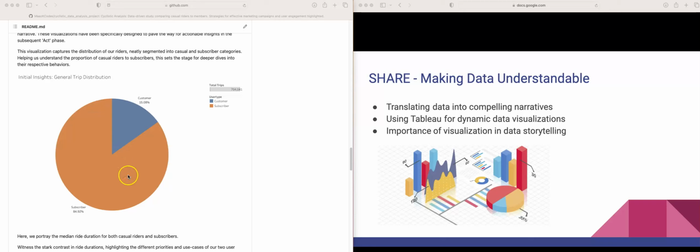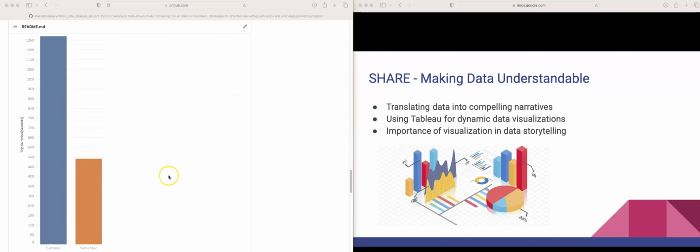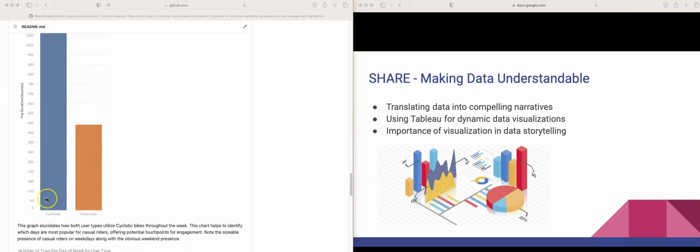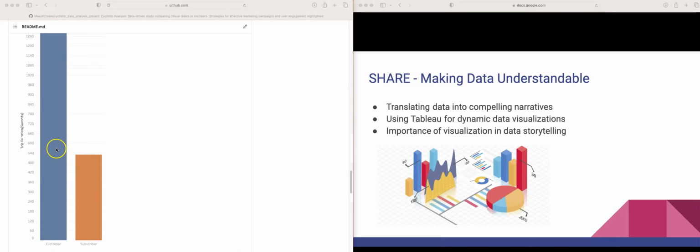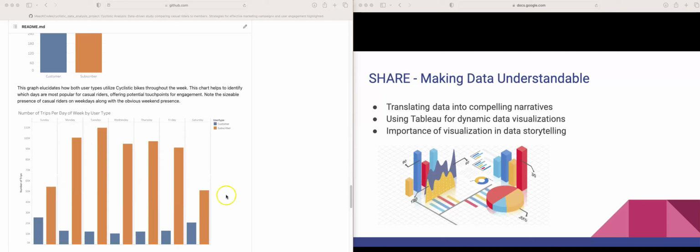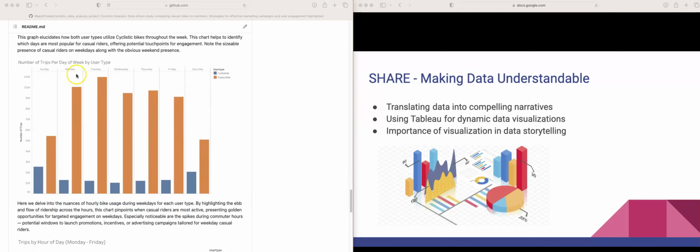Now over here, we have general insights. As you can see, most rides are subscribers, with 15% being one-time customers. Over here we see the trip duration in seconds of a customer versus the trip duration of a subscriber. Customers typically take longer, subscribers take shorter. We see the number of trips per day by user type. You could see that customers use them mainly on weekends and subscribers on weekdays. And it kind of shows that one is a commuter class and the other one is a leisure class of people.